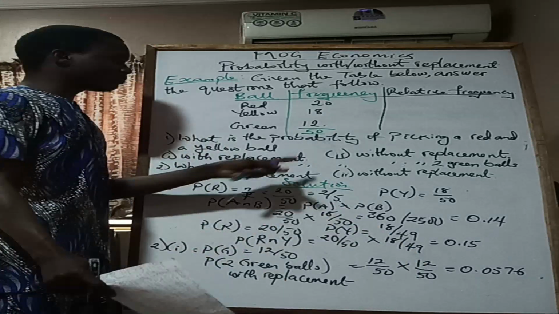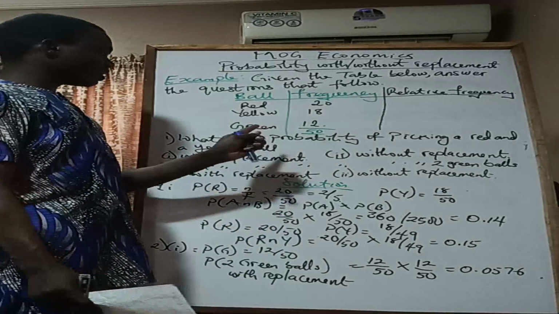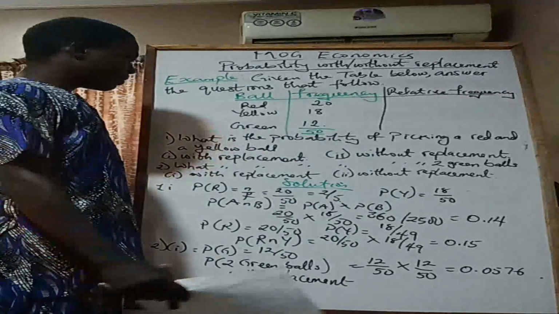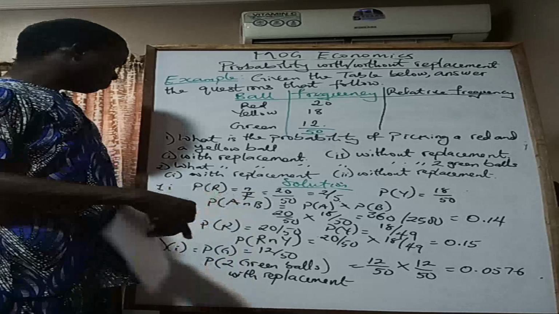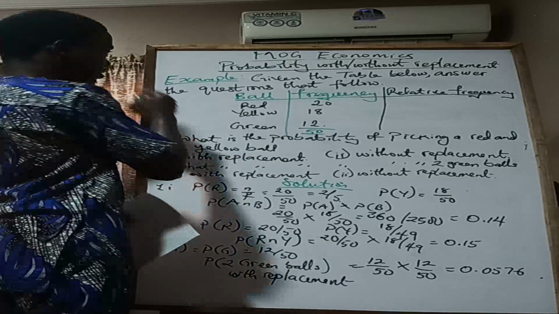So the last one now is that's with replacement. Sorry, I don't know why I keep mixing these things up. And the last one now is without replacement. So probability of picking, so I would have to. Do I really have to erase anything? Let's just try to manage.